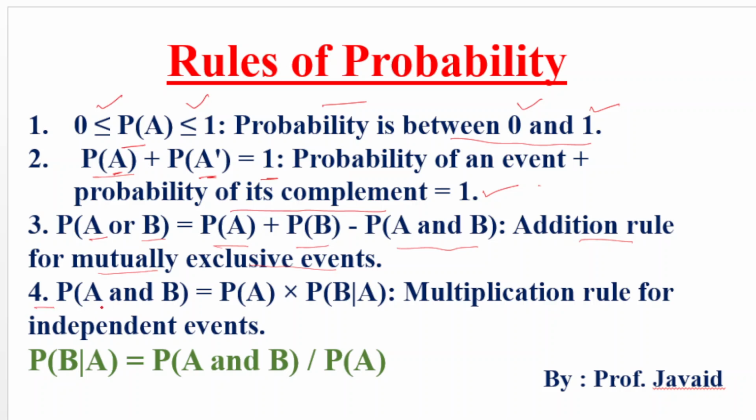Number 4: the probability of A and B. This is OR and this is AND. AND means multiplication, which is also a term of physics and maths. So the probability of A times the probability of B. What does it mean? I will just give the explanation. The probability of B given A, you can say it like this, is the probability of A and B divided by the probability of A. So we can find this.